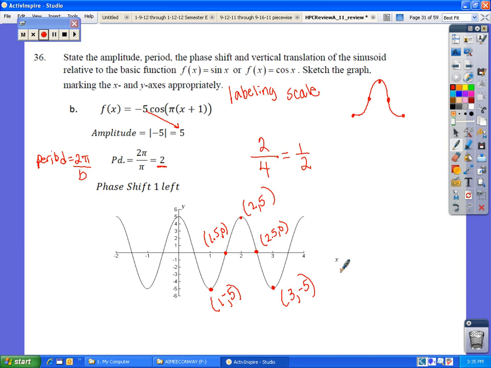So this is what your graph should look like. You really just need the coordinates along that first phase of the function. The outside phases, yes, they're important, but these are the most critical parts of the entire function.